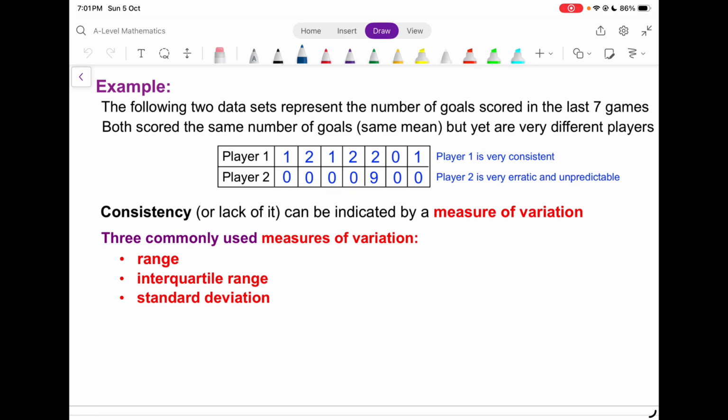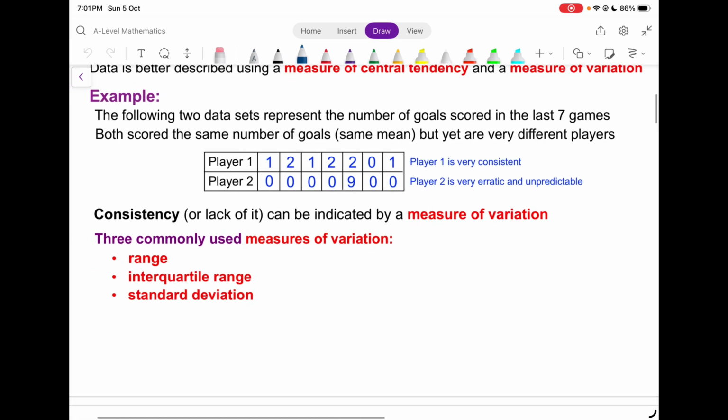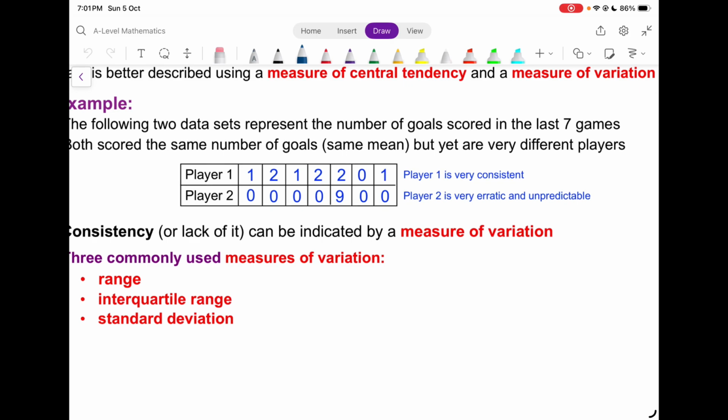So what is consistency? Consistency can be indicated with the measure of variation, which is how varying the data actually is. So we have an example with 1 2 1 2 2 0. Player 1 is quite consistent, it's between 2, 1 and 0. But for player 2 in the table, it's really not consistent. It's all 0 0 0, and then suddenly a 9 appears at the end. So we cannot really predict the result, and that's what we call consistency.